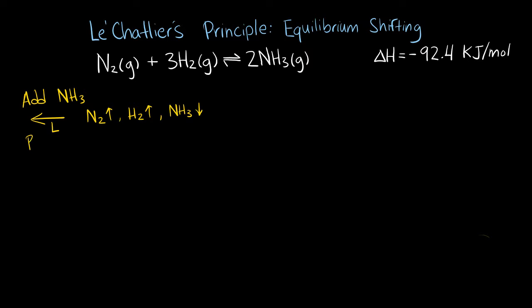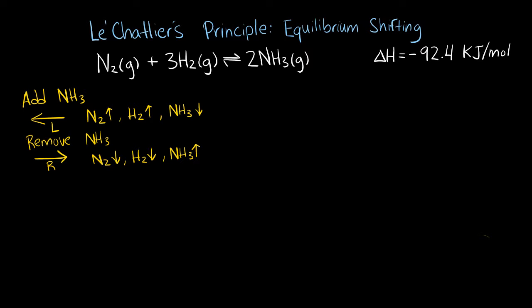If you remove some NH3 from the reaction, then it'll shift toward the right in an effort to replace the removed NH3. This means that the amount of N2 will decrease in an effort to make more NH3. The amount of H2 will decrease also, and it'll make more NH3 to replace the removed NH3.